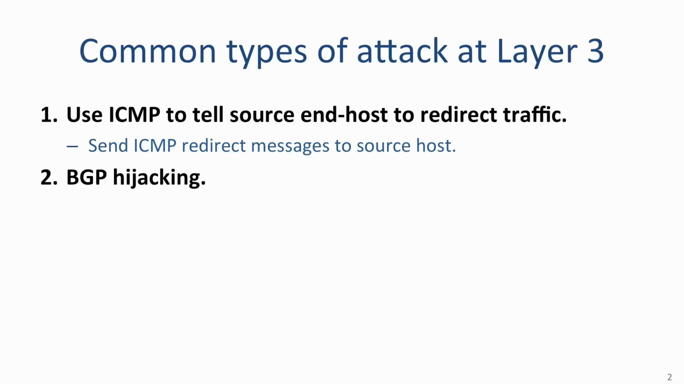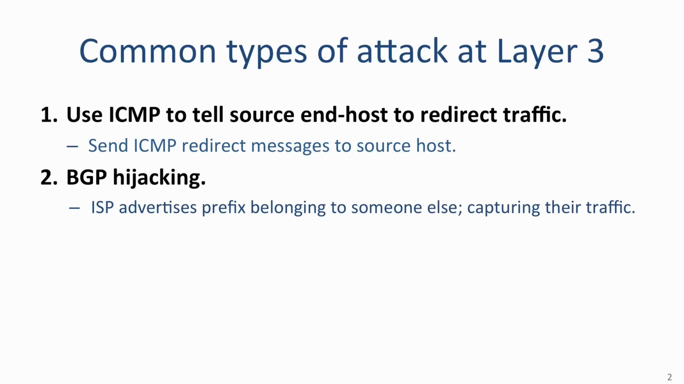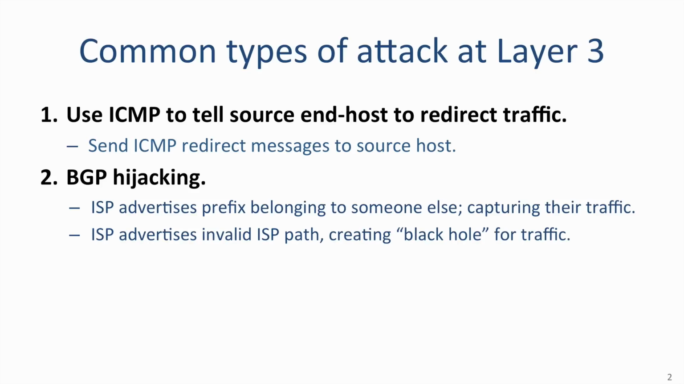If an ISP is badly behaved, or if someone manages to break into the TCP session and masquerade as a legitimate ISP, then it is quite easy to redirect traffic. For example, an ISP can advertise a prefix belonging to someone else, capturing their traffic. Or an ISP can advertise an invalid AS path, sending the IP traffic to a non-existent destination where it is dropped, creating what is called a black hole for the traffic.